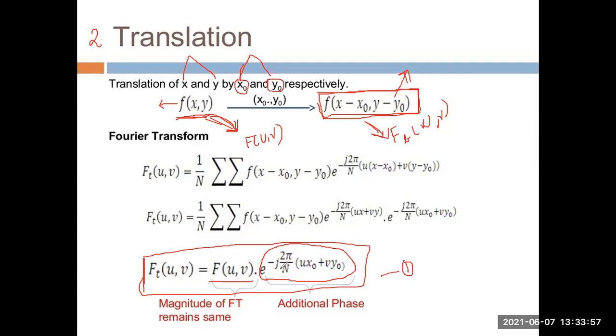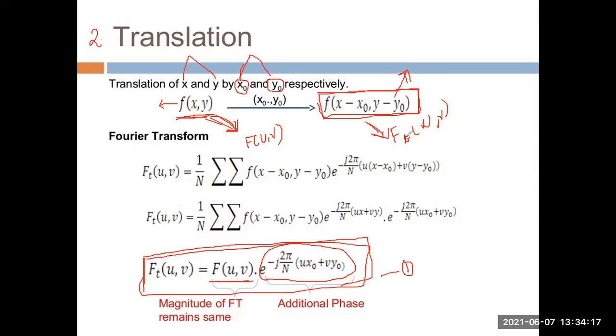The magnitude of the frequency domain will remain the same, but some additional phase angle is added. Now this is a relation which is given. If this is the translated Fourier transformation, it is nothing but the original multiplied by some phase angle. So how is it derived? Very simple.